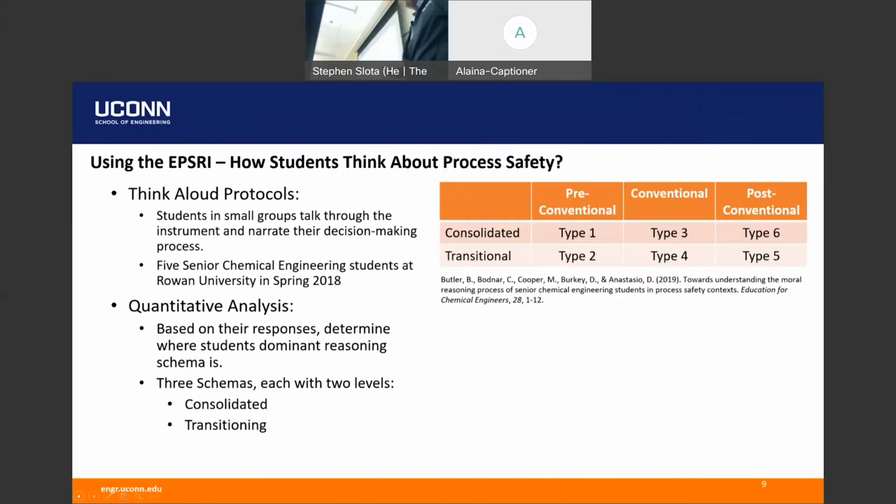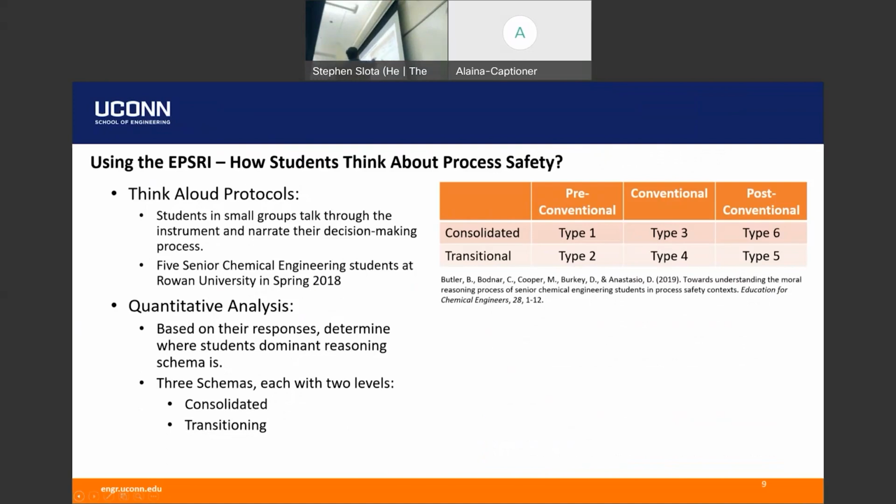All right. And so the interesting thing is we wanted to see how students were responding to this. So we did a think aloud about process safety. We had small groups of students. This was done at Rowan, where my colleagues are, narrating the decisions in the process. There were 5 chemical engineering seniors who did this in the spring of 2018. And we did this quantitative analysis.